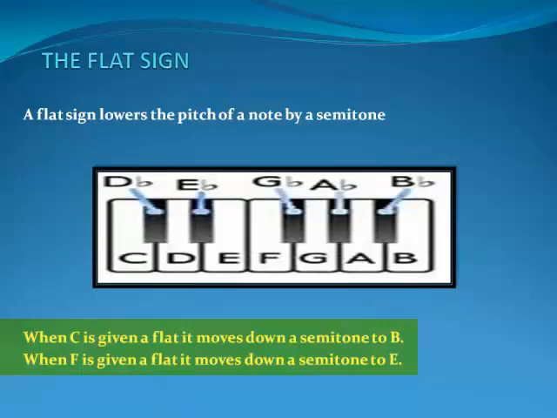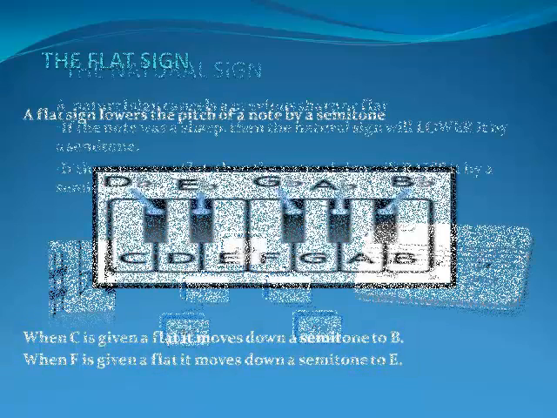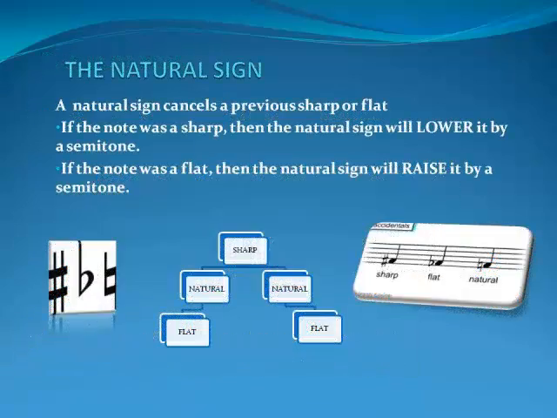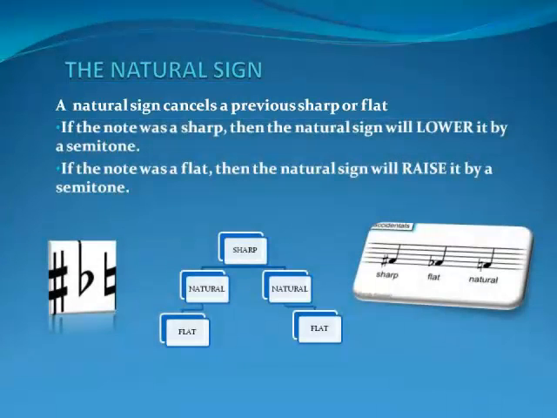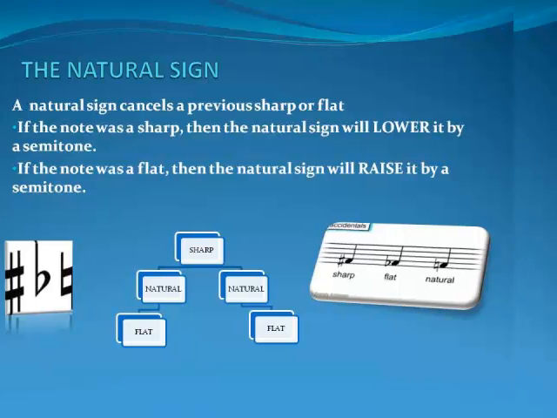The natural sign cancels out any previous sharp or flat in the given measure. A natural can also cancel a sharp or a flat that's in the key signature, but only for that measure. Remember that the bar line cancels out any accidentals in that measure.